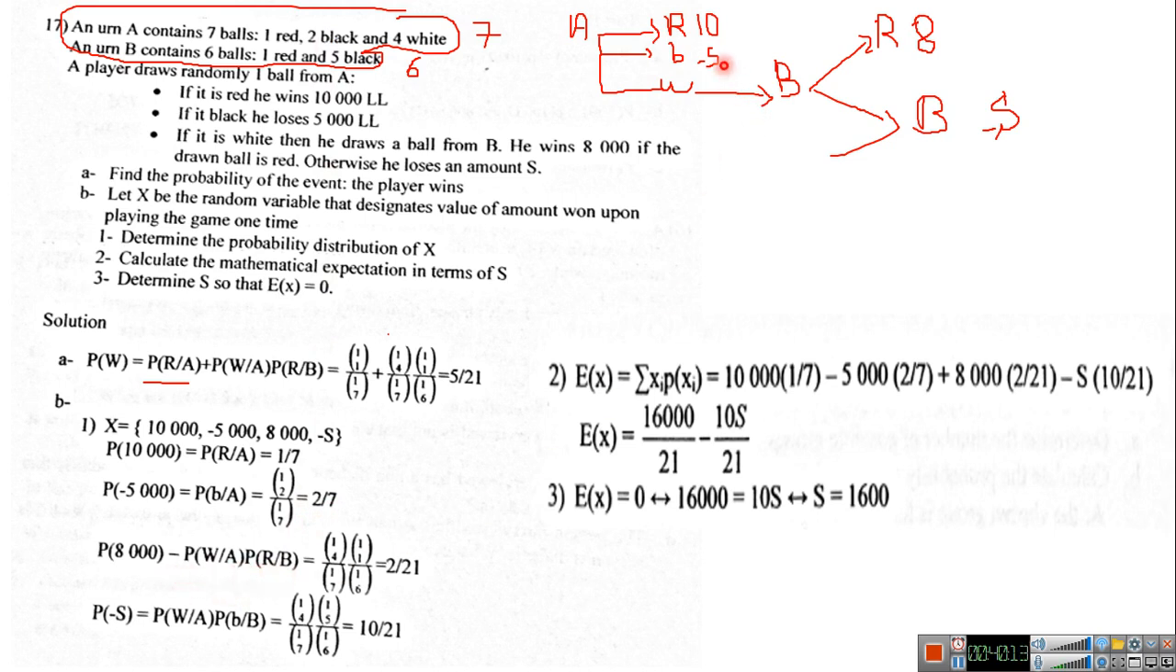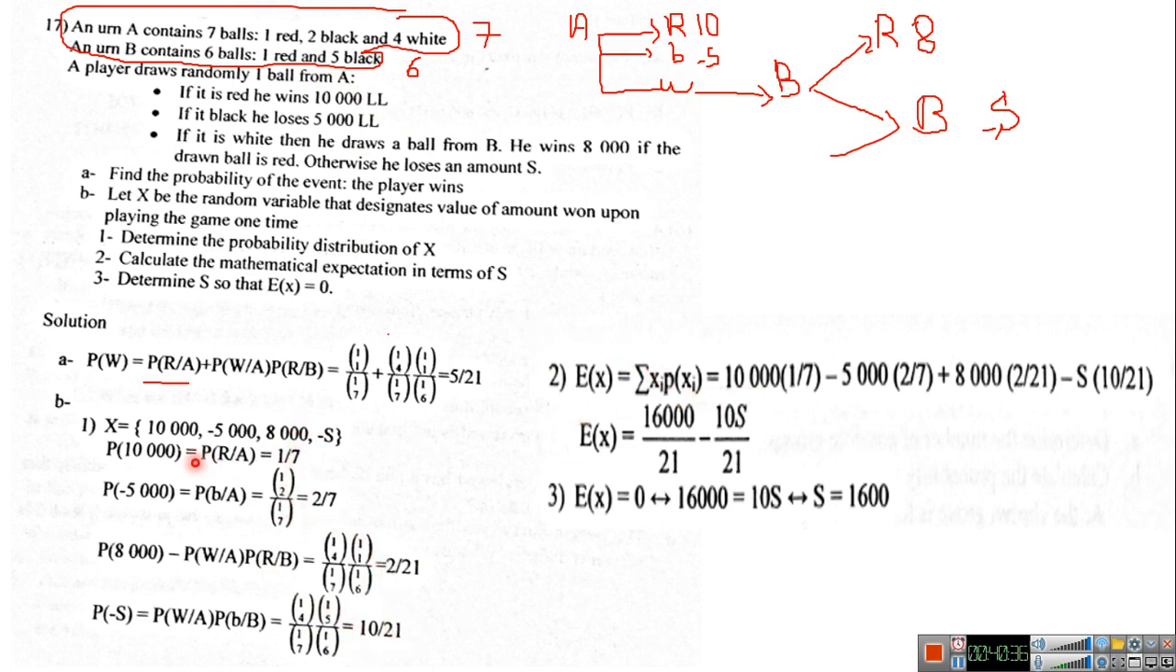8,000 is going to get a white from A. A white from A is 1 out of 4 over 1 out of 7, followed by a red from B. Red from B, 1 out of 1 over 1 out of 6. And to lose S point is going to get a white from A, 1 out of 4 over 1 out of 7, then a black from B, 1 out of 5 over 1 out of 6. If you make the sum, these 4 must be 1.